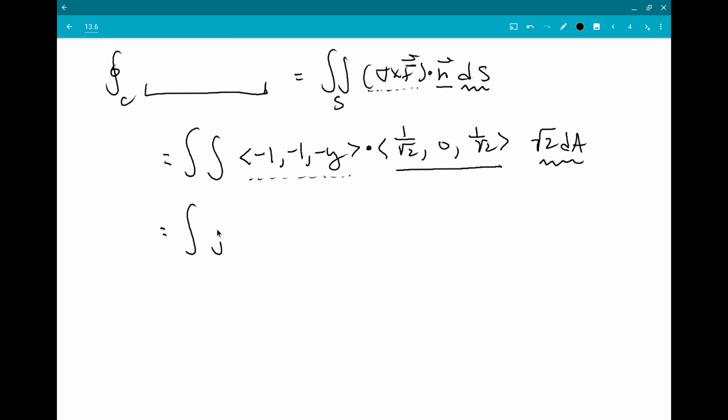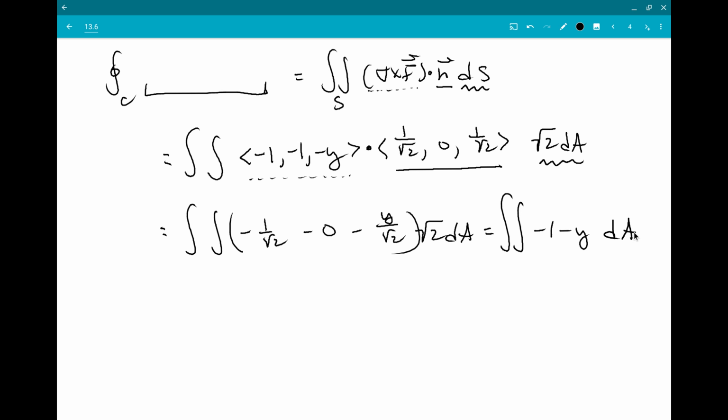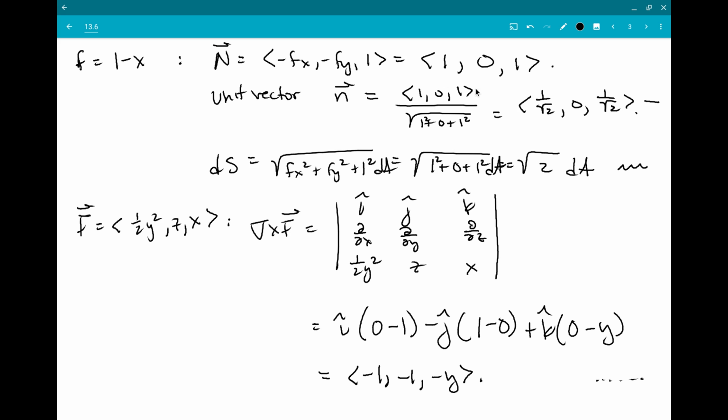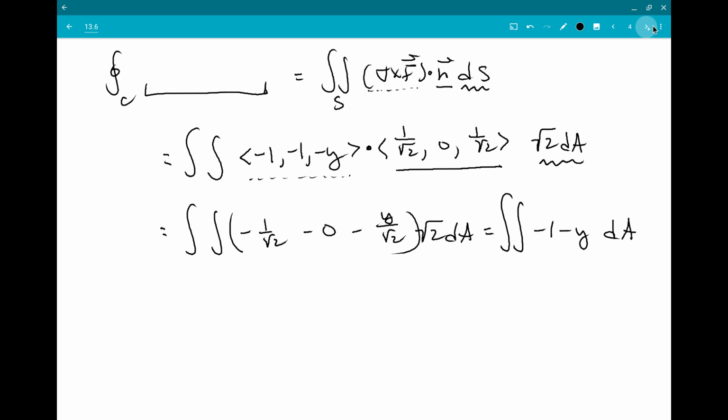All right, and when I evaluate that dot product, I'm just going to get minus 1 over root 2 minus 0 minus y over root 2, all times root 2 dA. So that's going to be the double integral of minus 1 minus y dA when I simplify that root 2 over root 2. So in general, if you're using the n from this formula, it's just going to cancel out with the dS from this formula. The reason we make sure to check that your normal vector is a unit vector is just for when you have different dS, kind of like really simple problems where your unit vector just points in one direction, basically.